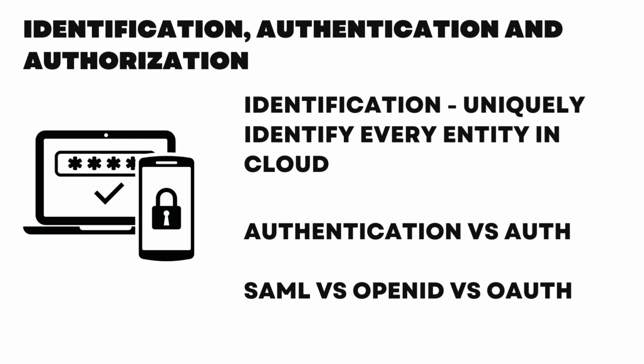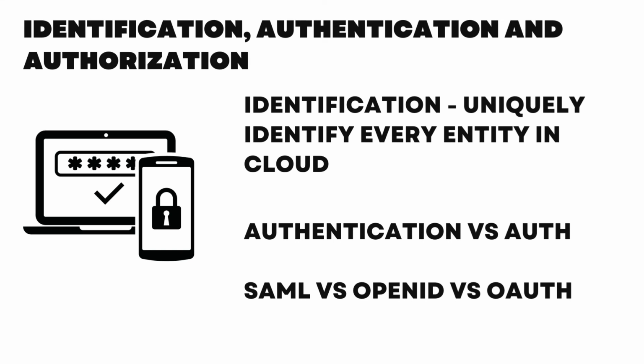Okay, what else is there? Apart from that, we have identification, authentication, and authorization. This is pretty simple stuff, not going to take too much time on this. Identification is basically you uniquely identify every person in the cloud, right? Through a unique identifier, a user ID, a machine ID, something like that. Authentication is basically proving who you are, and authorization is what you can do. Okay, and this is pretty basic stuff.